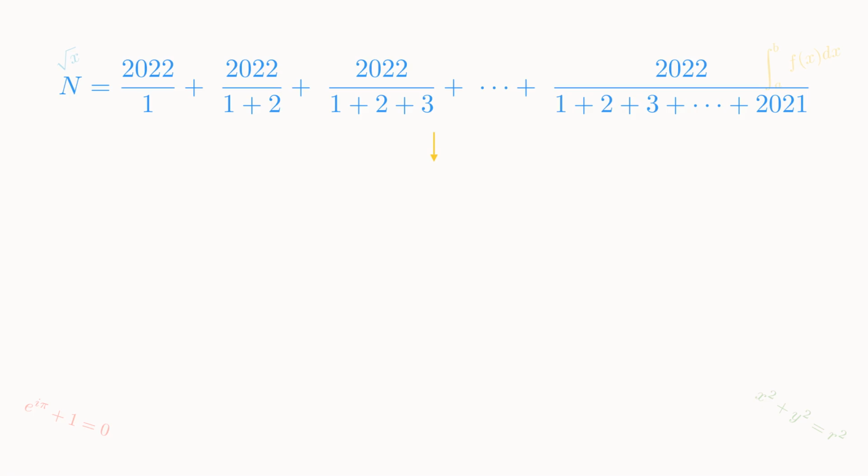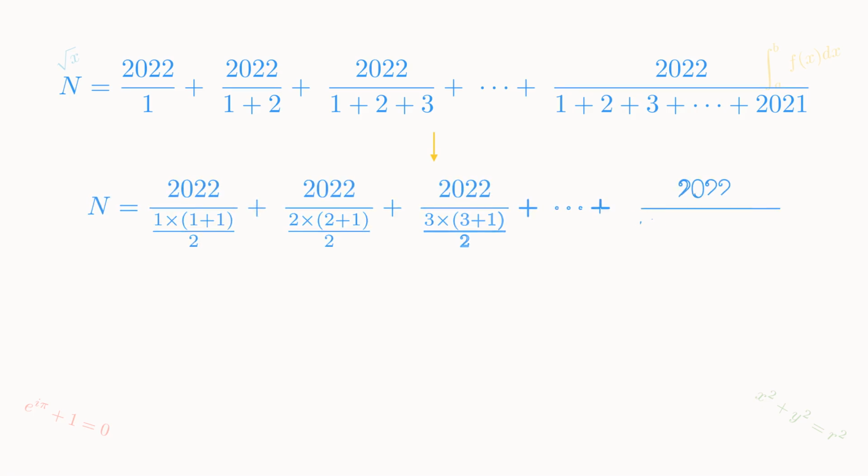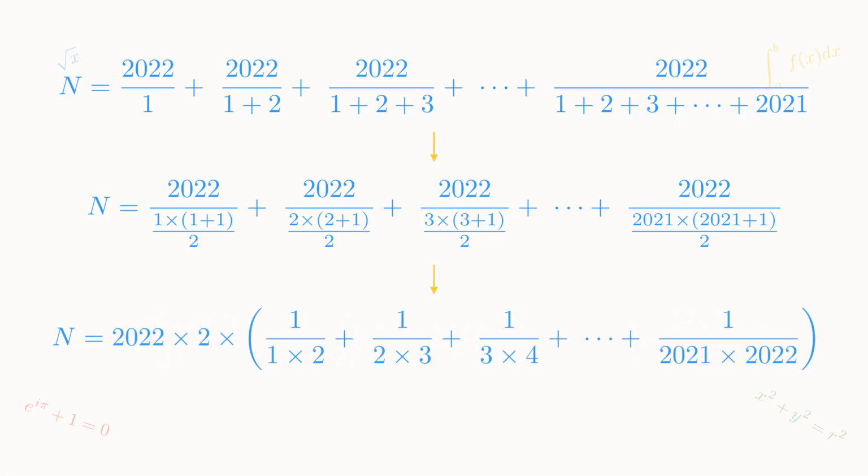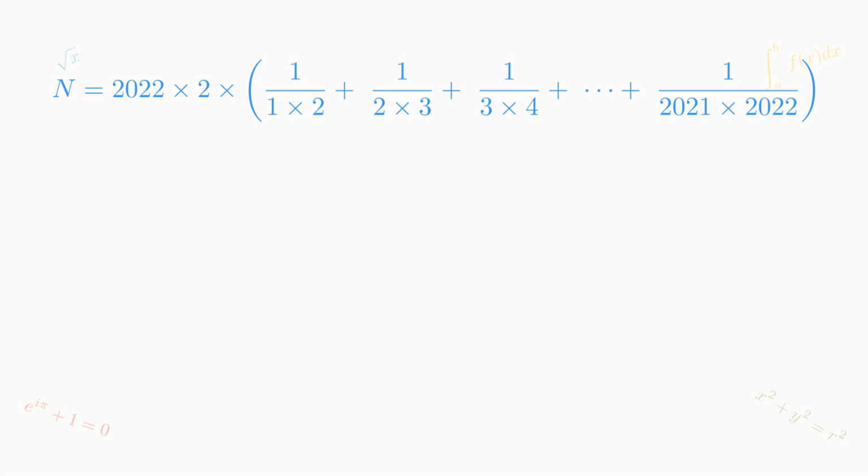Apply the formula. Adjust the fractions and simplify them. Further simplify the equation. It's much simpler now, and all denominators are the product of two consecutive numbers. How can we further simplify it?